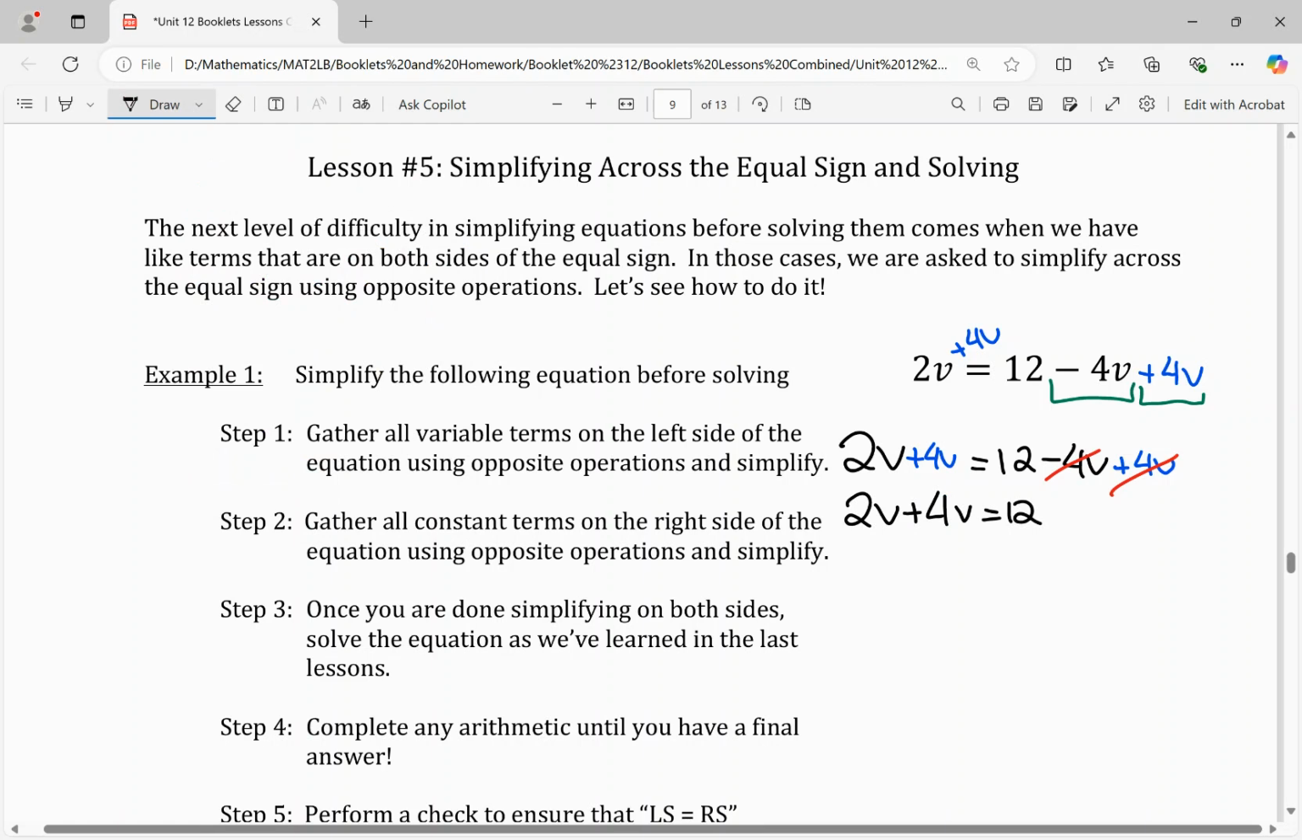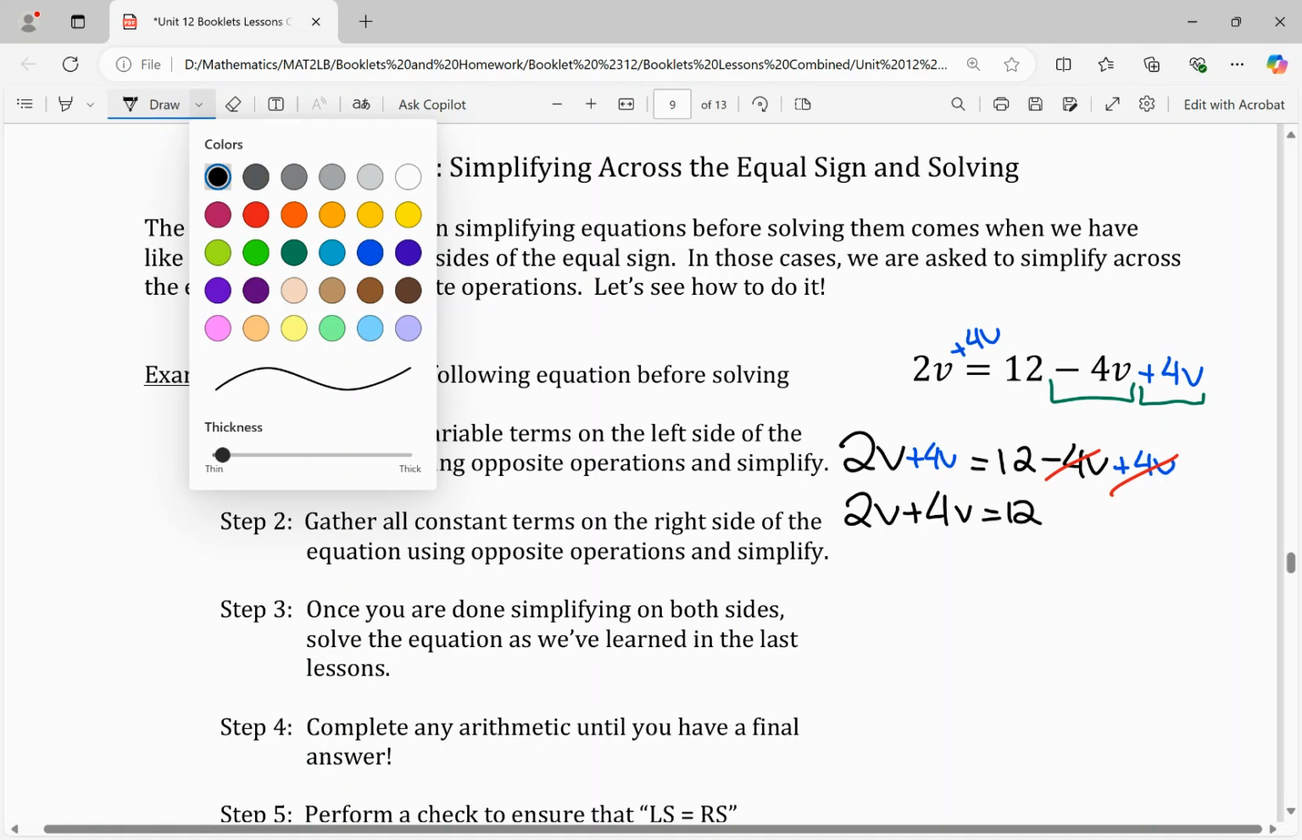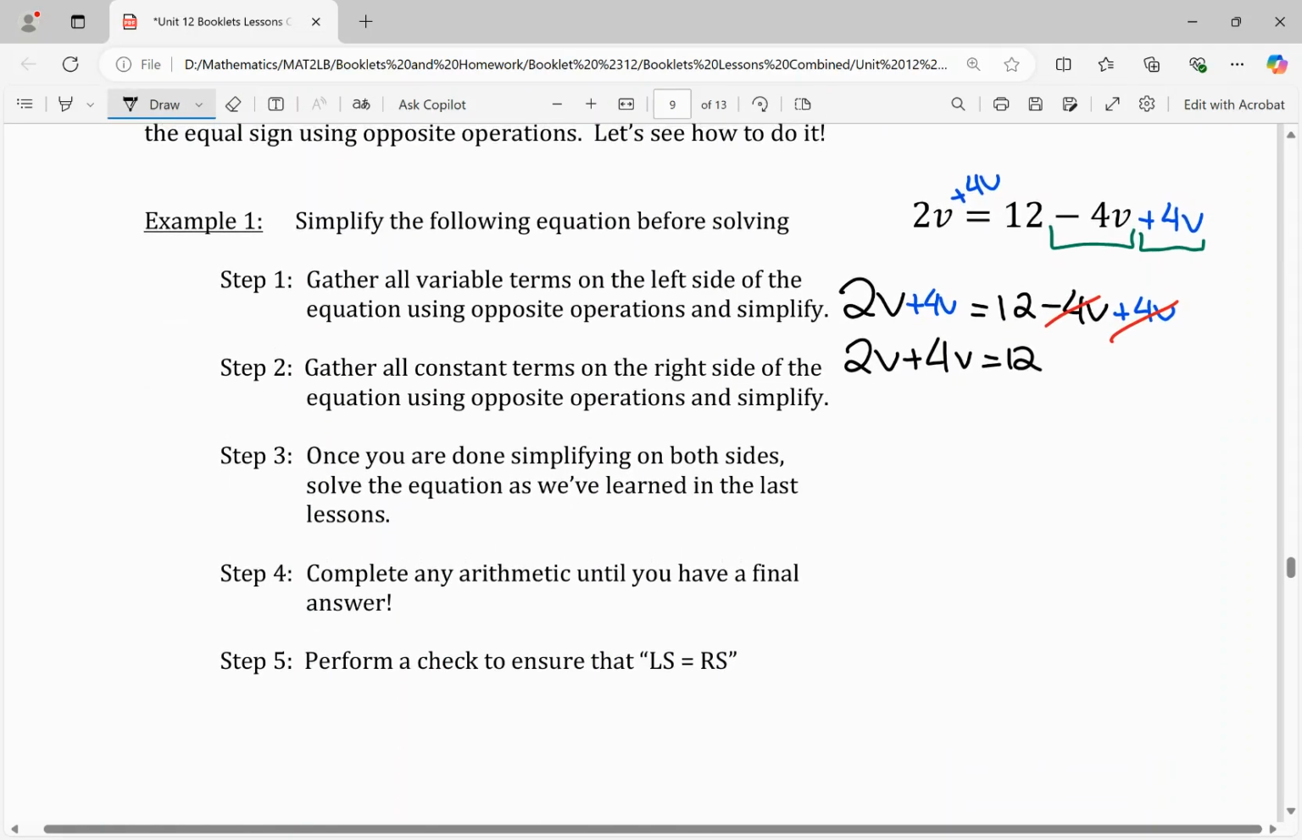So by using opposite operations, I've rewritten the original statement, but now the two terms that have the variable in them, they're on the same side of the equal sign. And the only term that doesn't have a variable, that's separated. That's on the right-hand side of the equal sign. So step 1, take all of your terms with a variable, move it to one side, and then take all of your terms without a variable, move it to the other. And now you can handle this as if it was our problem from the previous lesson.